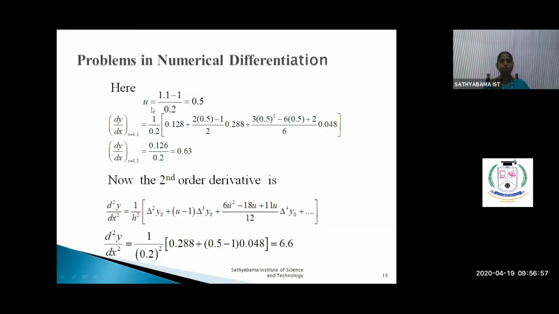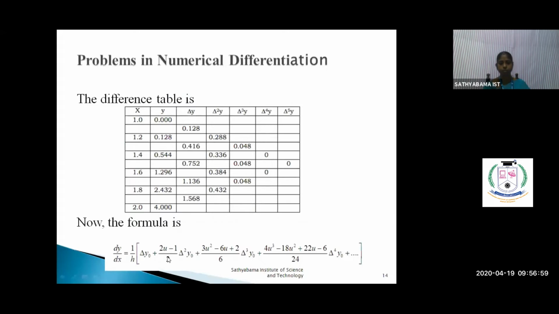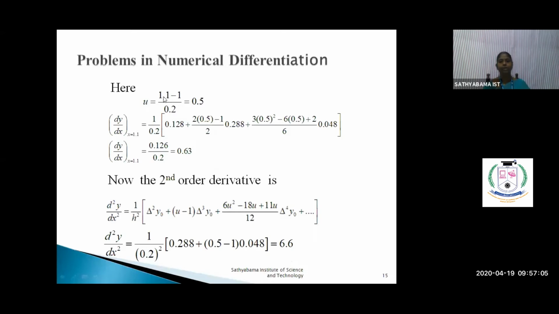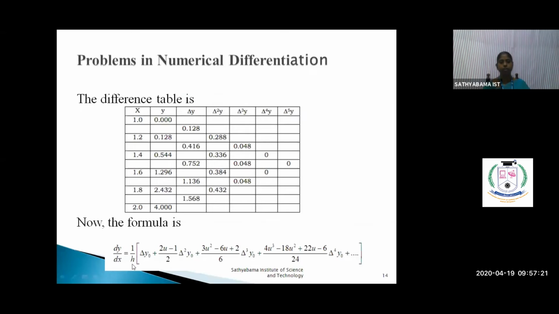Now you must find out what u is, because u is involved in that formula, no? U is equal to x minus x0 by h. That is given: 1.1 minus 1 by h, so that is 0.5. So now u equal to 0.5 can be used in this formula. 1 by h is 0.2. Delta y0 is this value, delta square y0 is this value, delta cube y0 is this. Delta power 4 is 0, so we don't want to write that.